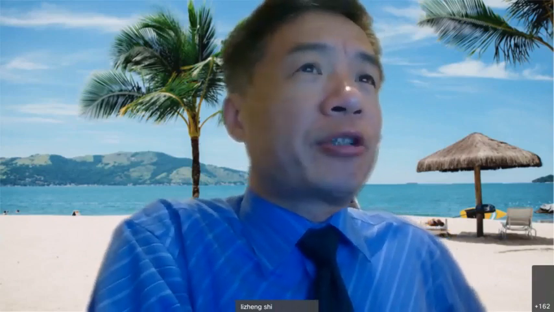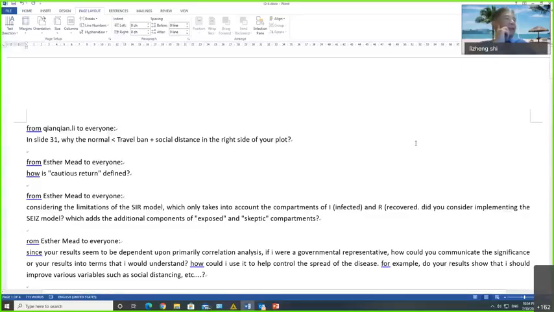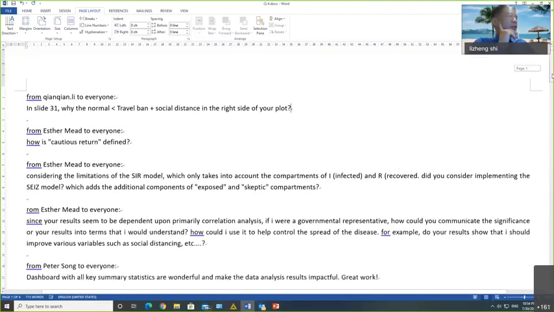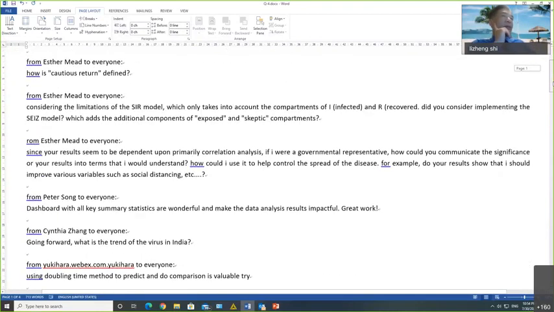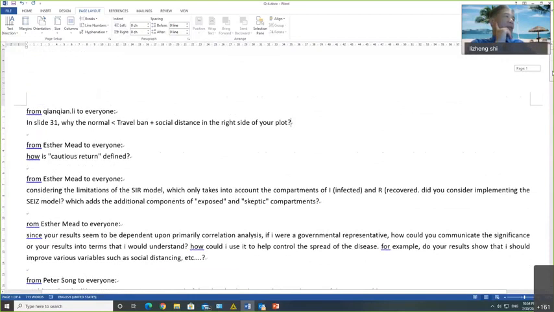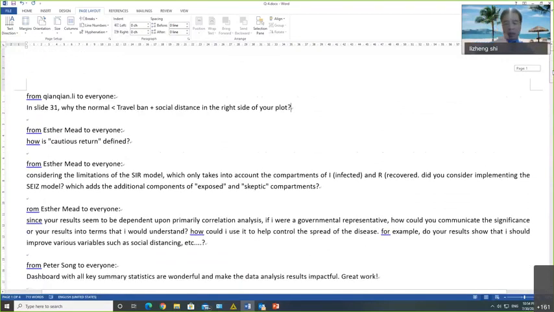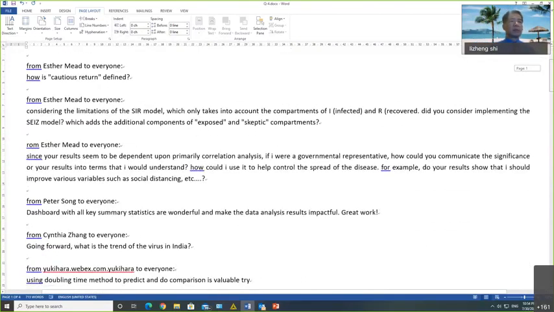Actually, I'm reading the chat room, so there's one question regarding the SIR model, and one comment is asking why not have the missing E, the exposure compartment? Any thoughts, any insights? Your model does not take exposure into account as one compartment. Yes, so that's also a learning lesson.